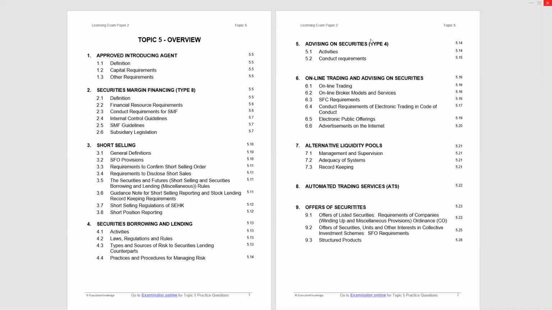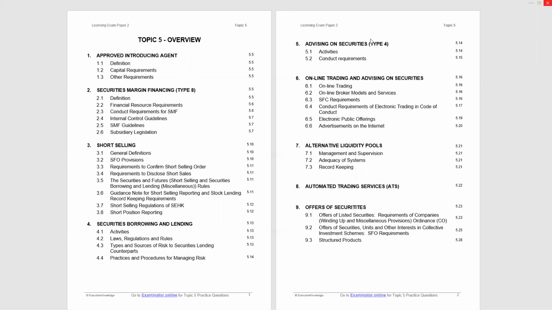Securities borrowing and lending, we'll see that is linked to short selling. And section 5, advising on securities type 4. And that is one of the 4 activities covered by paper 2. So it's well worth being comfortable with that section. Then we come to some of the more detailed, section 6, online trading and advising on securities. Number 7, alternative liquidity pools. This has started to be examined, so I will highlight the main points that you need to know there.